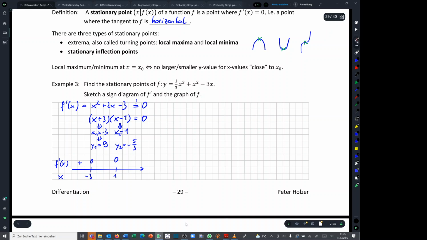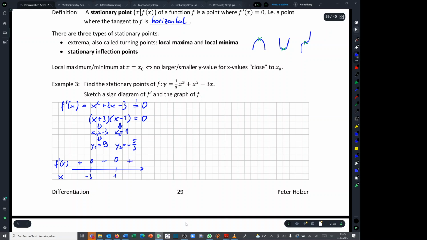Then between -3 and 1, let's take a point. The simplest one is 0. Insert it here, 0, 0, we get -3, which is negative. And last, to the right of 1, we can use 10 again. Well, 10, 100 plus 20 minus 3 is obviously positive.